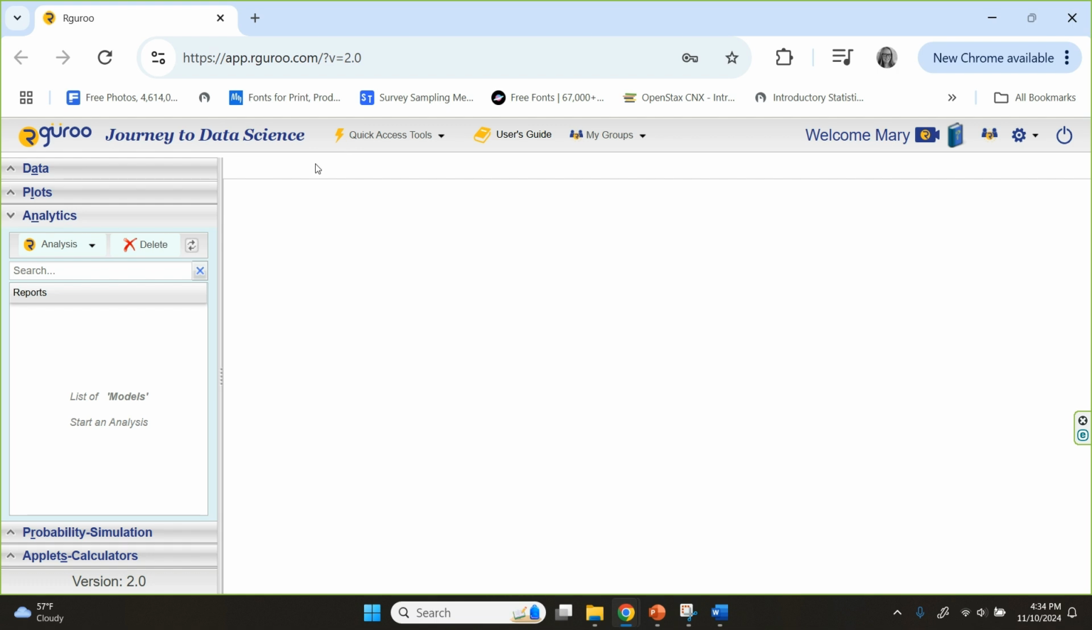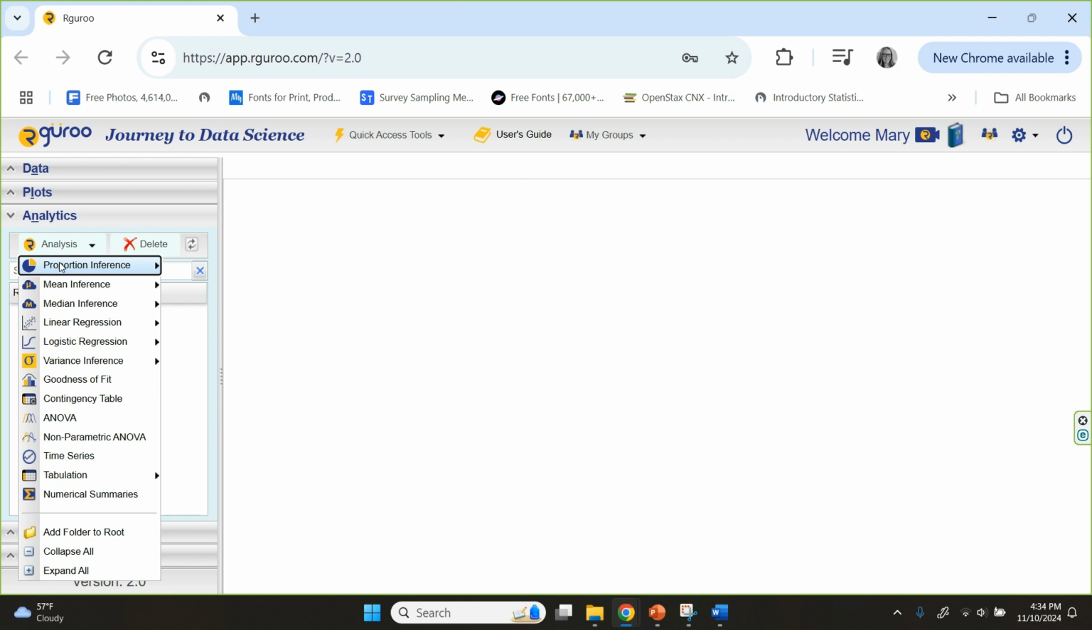All right, so we're here. We're not accessing data or anything. We've got everything summarized within that problem we read. So we're going to go to the analytics pane, drop down menu of mean inference, and then we're going to go to 1 and 2 population here.